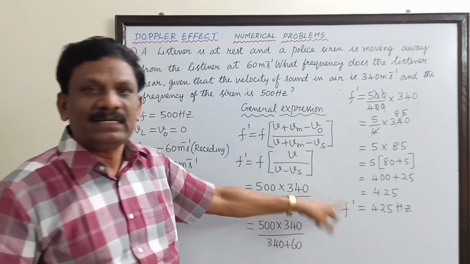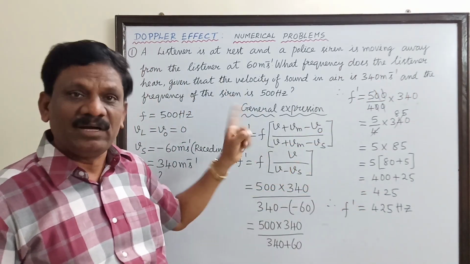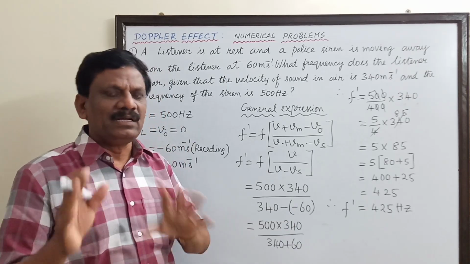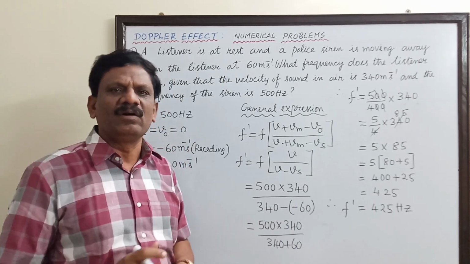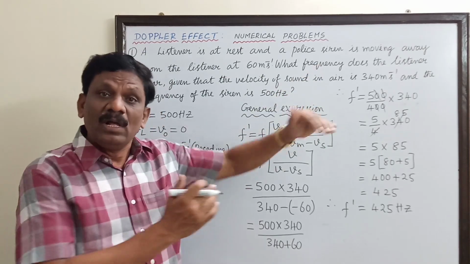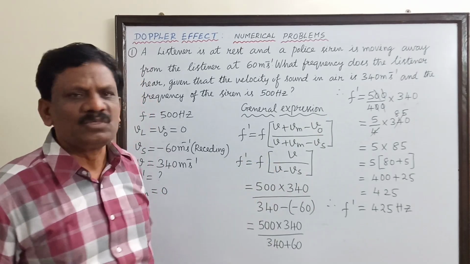So we have clearly understood one of the special cases in the Doppler effect. This is the easiest possible problem in Doppler effect. Always when you learn any concept, go from easy to the tougher one, from known to unknown. I hope you must have understood this well. Fine.